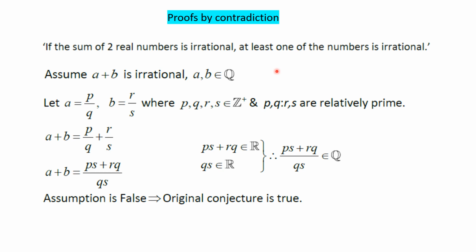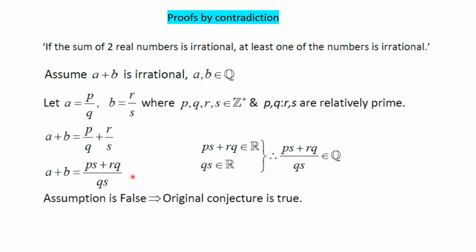To assume the opposite means you say that both A and B are rational. And this is how you represent rational numbers. You let A be P on Q. You let B be R on S, where P, Q, R, S are positive integers. Now you can go ahead and add A to B. Replace A with P on Q, replace B with R on S, and then you just take the common denominator.